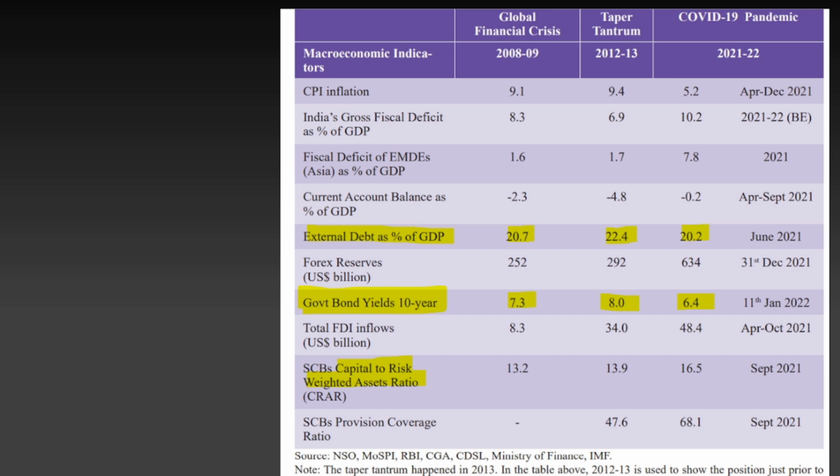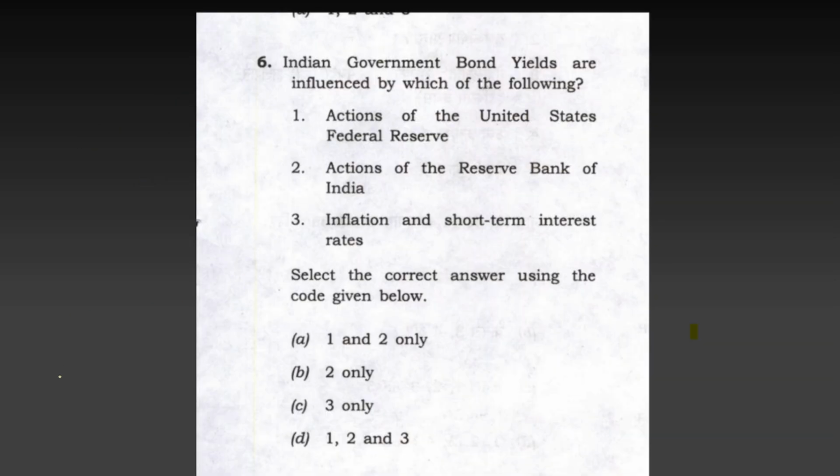And now you come to this point. This is the table which was there in the Economic Survey. I want you to note a few things. The government bond. This was a question in 2021. Look at this question. They are asking, government bond yield is influenced by which: actions of the United States Federal Reserve, actions of the Reserve Bank of India, inflation, and short-term interest rate. Whether all, and the answer is all three.